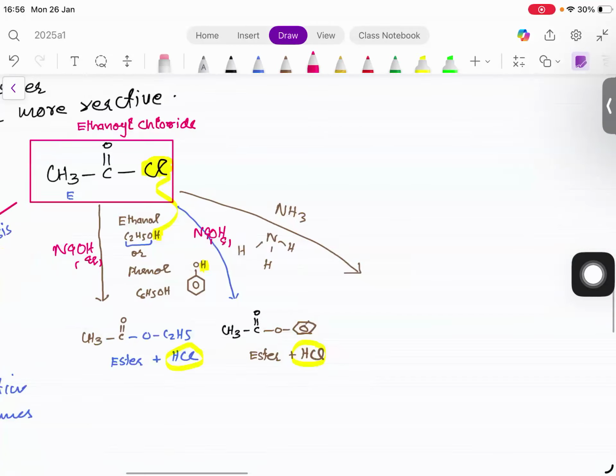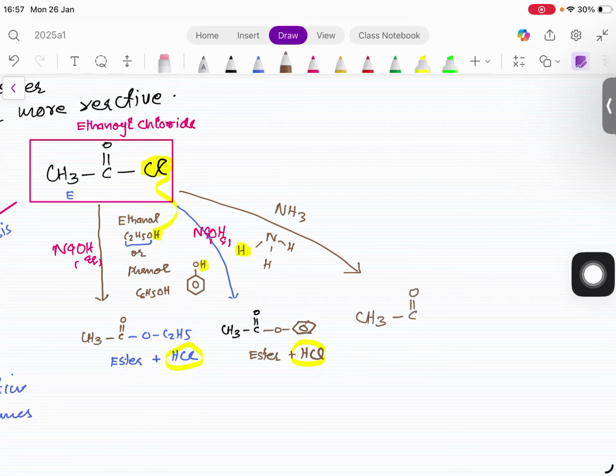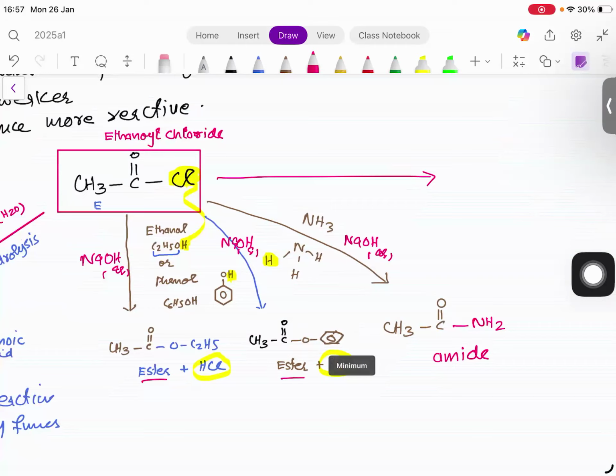Next, what about this? What is the nucleophile of NH3? NH2. That comes and takes the place of Cl. So it becomes CH3CONH2. Right? If this was the ester, what is this compound? Amide, which is another derivative. Again, this derivative can also undergo hydrolysis with HCl, so we have to add what? NaOH to stop that.